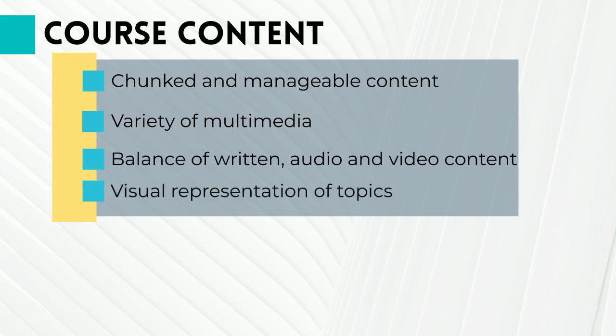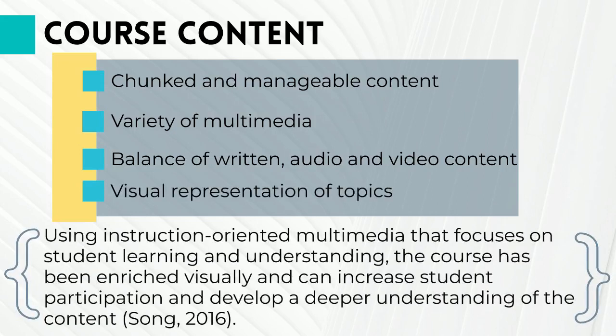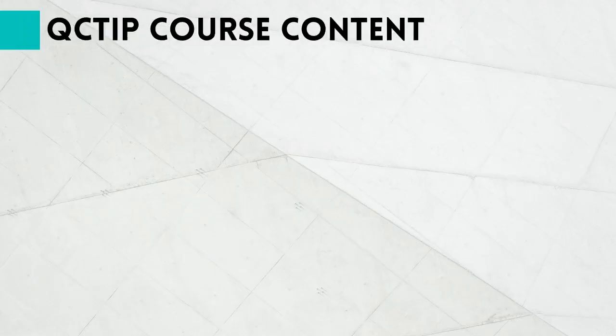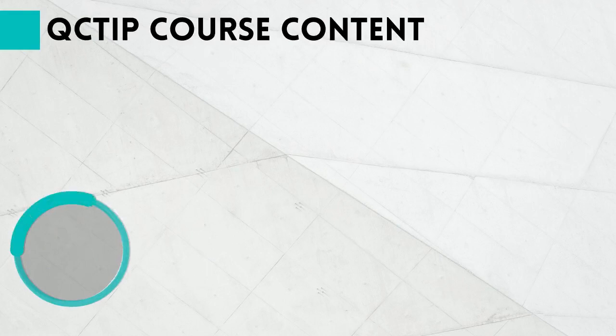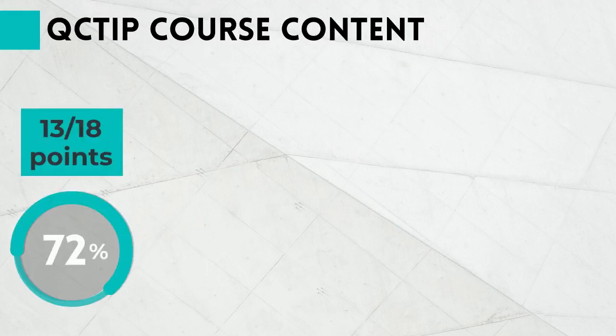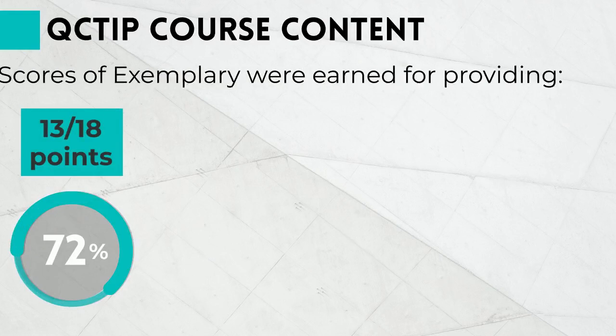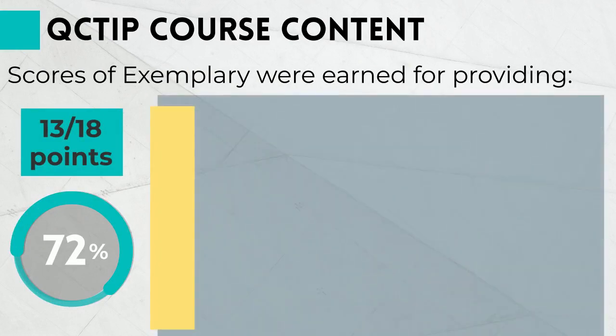The design also includes effective visual representations of the discussed topics, making strong visual links to the information by providing a variety and balance of instruction-oriented multimedia that is focused on understanding and an enriched visual experience that can increase student participation and retention. The course content score on the QTIP is a 72%, earning 13 out of 18 points, making adjustments for criteria that could not be evaluated. Exemplary scores were earned for the following.